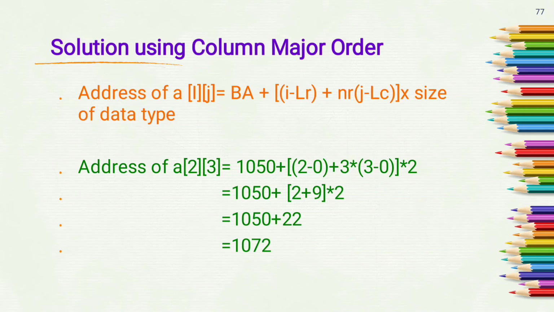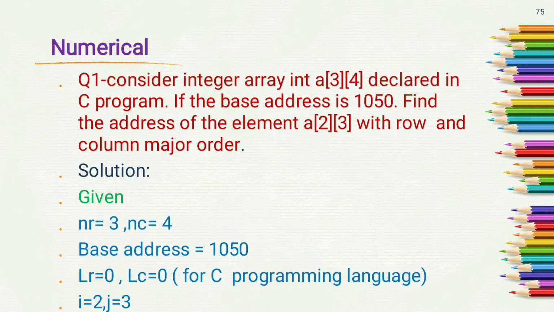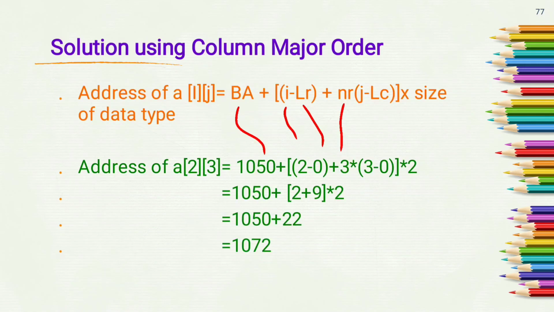And for column major order, the formula is the same, but the number of rows is multiplied with J minus LC. So base address is 1050, I is 2, LR is 0, number of rows is 3, then J is 3, lower index of column is 0 and size of data type is 2. So after performing this calculation, you will also get the address of A23 as 1072.